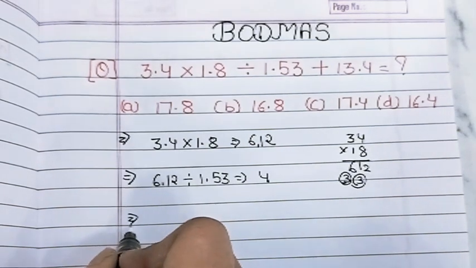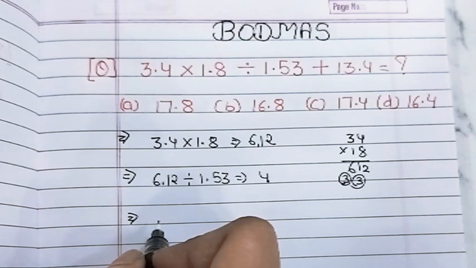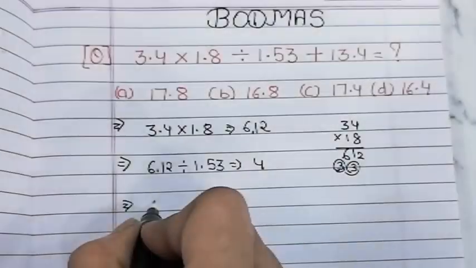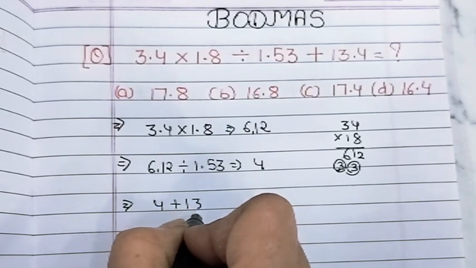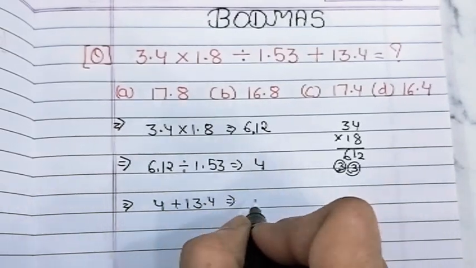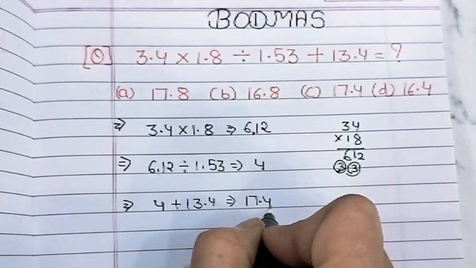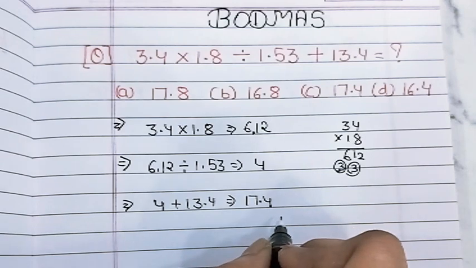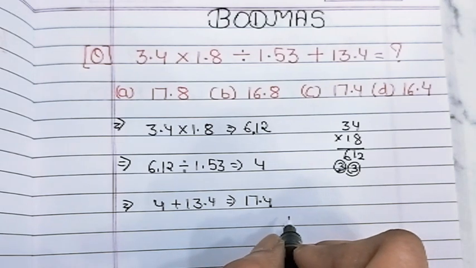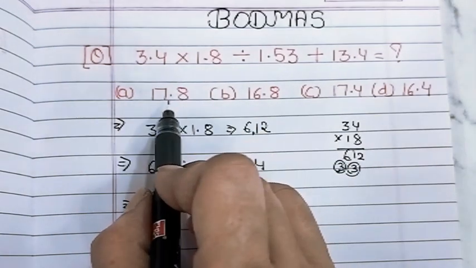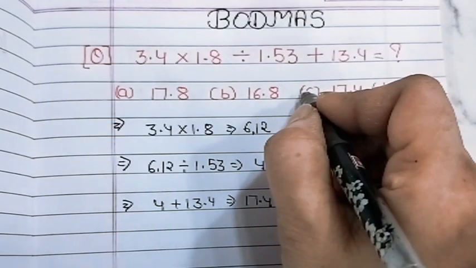Step 3 says addition. Now take the result from the previous step and add the 13.4. Now 4 plus 13.4, you will get 17.4. So the final value of the expression is 17.4. Now comparing these results to the given options, you can see option C is correct.